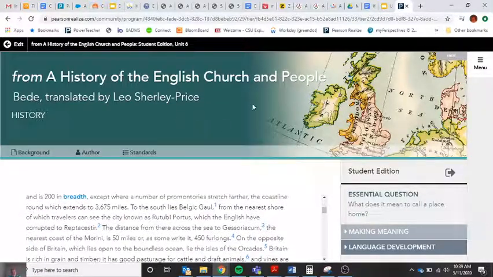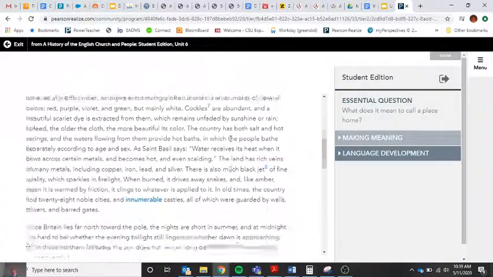If you want to get rid of all of this stuff, all you have to do is press hide, and then you have more room to read.